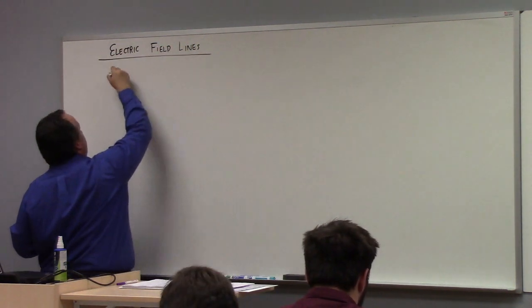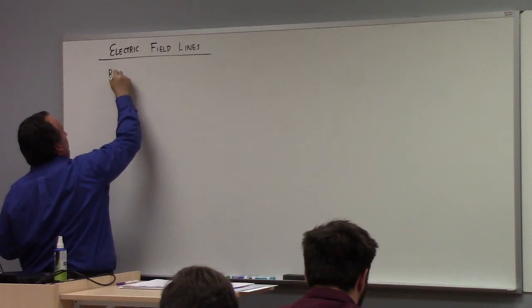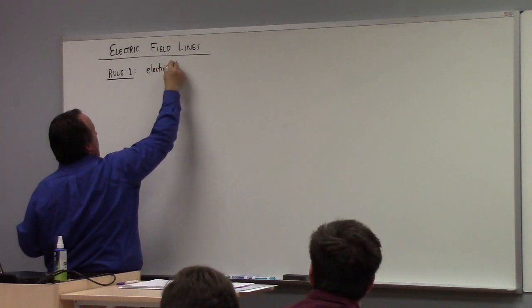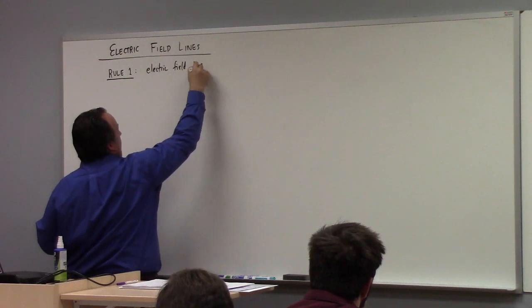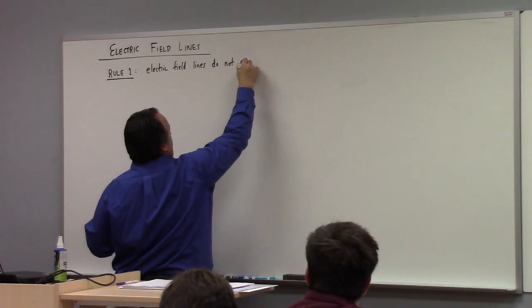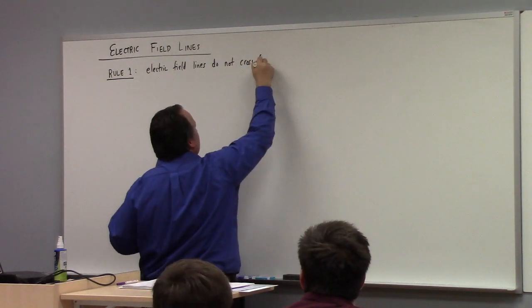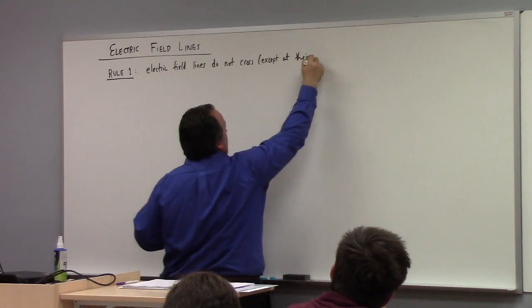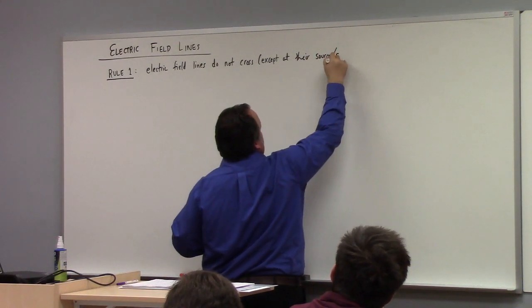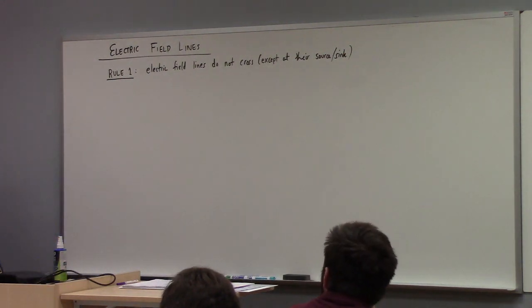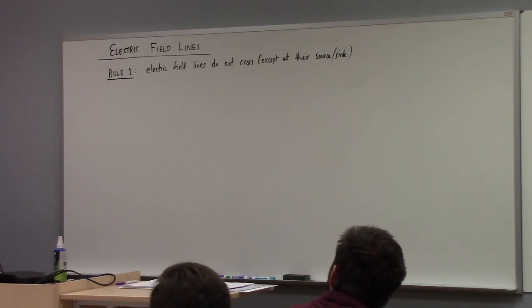All right, so rule number 1: electric field lines do not cross. Well, except at their source or sink. So the only place where electric field lines come together is where there's charge. In the absence of charge, electric field lines do not intersect.